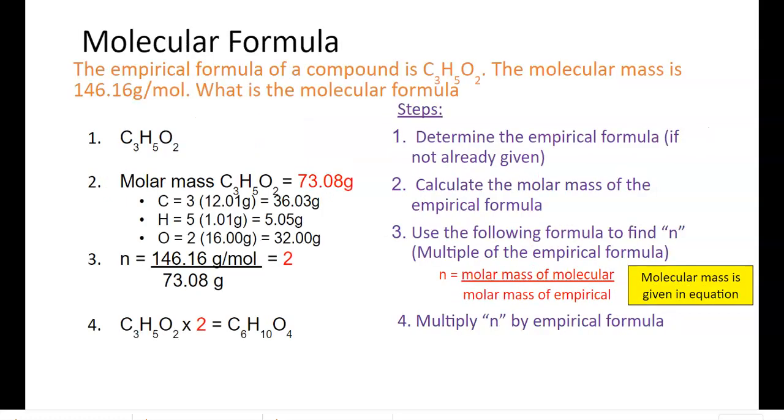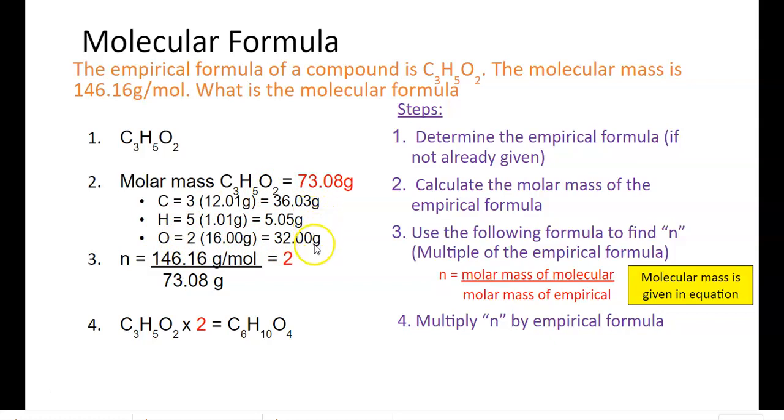So let's take a look at one. Again, my problem said I have C3H5O2, and it gave me my molecular mass. So we're going to use that in a little bit. I have my empirical formula. It gave it to me. I'm going to figure out the molar mass. So carbon is 12.01, and there's 3 of them based on my empirical formula. That's 36.03. H is 5. Again, that is 1.01, times 5 is 5.05. And then oxygen has 2. O, 16.0 times 2 gives me 32.